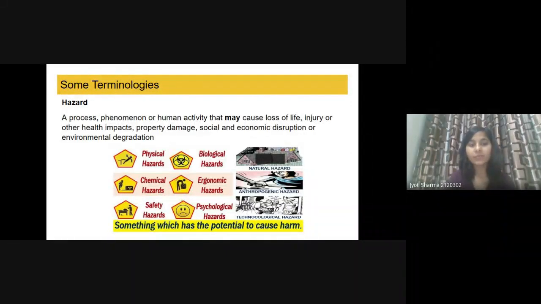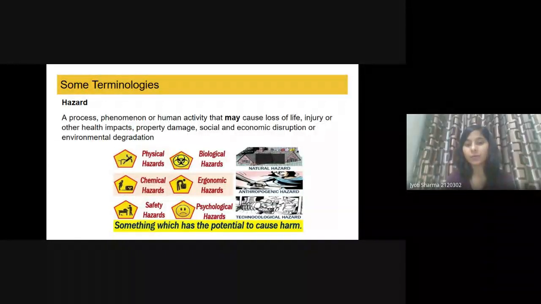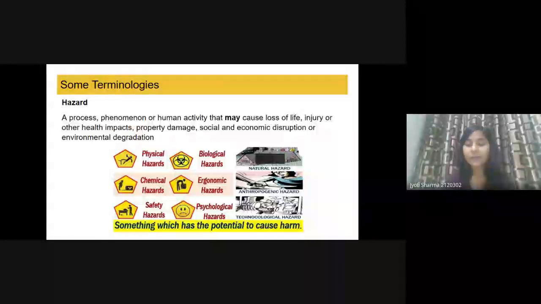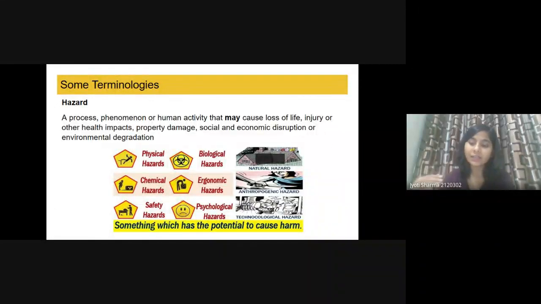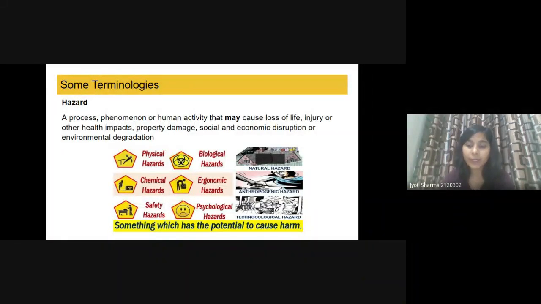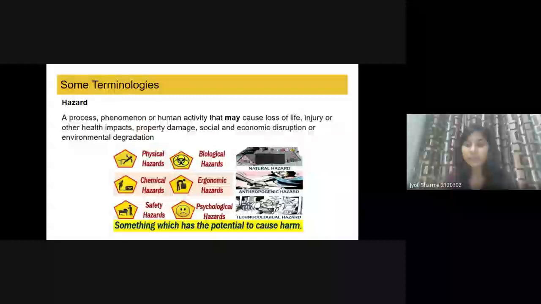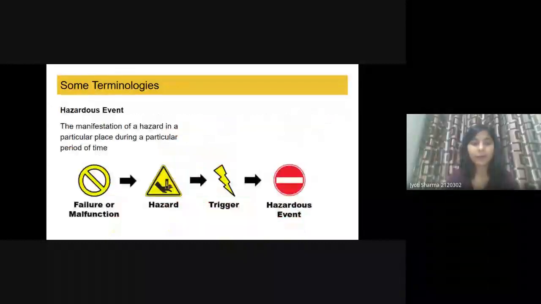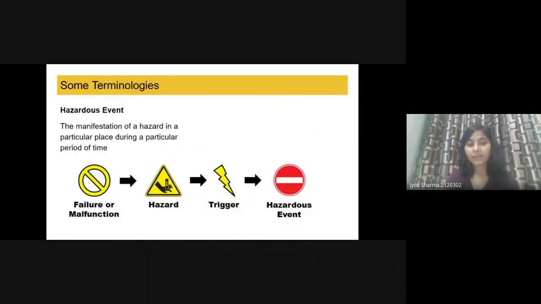Okay, so this is the hazard: a process, phenomenon, or human activity that may cause loss of life, injury, or other health impact. For example, we are constructing a 50-story building. So there may be a hazard that people may fall off that building while constructing it. This is a kind of hazard, but it may or may not lead to a disaster.